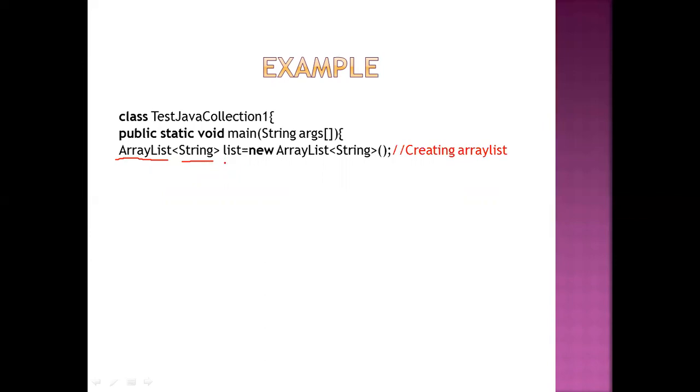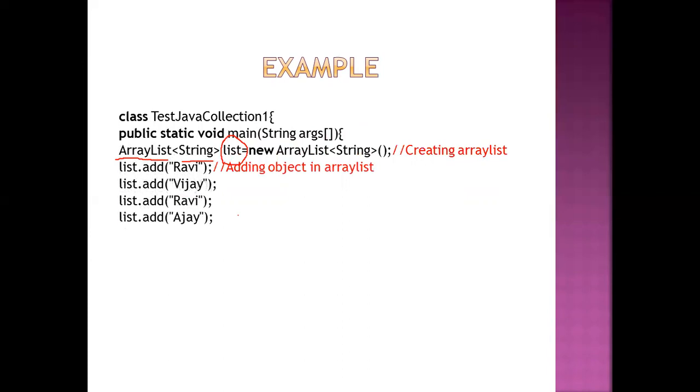So now I am creating an ArrayList called list. And then using the add method, I am going to add objects into the ArrayList. The objects given here as examples are Ravi, Vijay. Again, Ravi is added, Ajay is added, which means Ravi is a duplicate. And ArrayList will allow duplicate elements to be stored. That is why this duplicate value is given here. After you add objects to the list, I want to traverse the list.